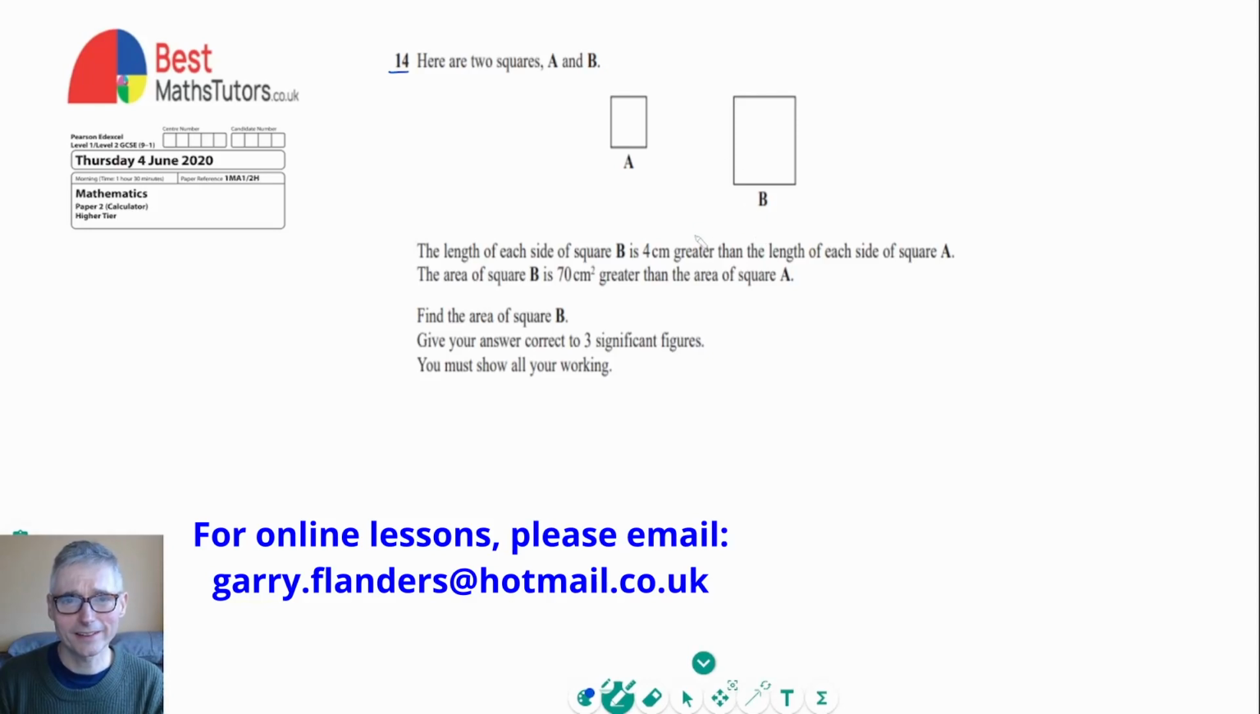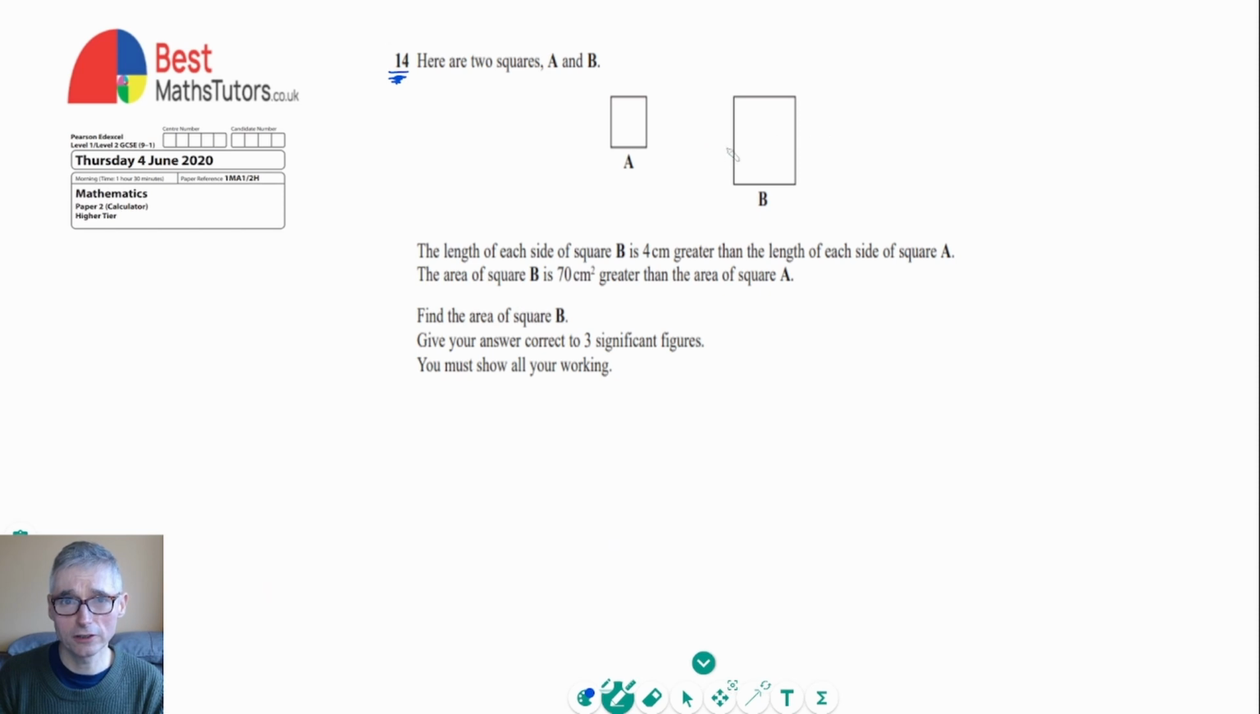We're continuing through Edexcel's higher tier paper 2 from 2020, and this is question 14, and it's involving areas, and also we're going to have to form an equation and solve it. So what we're told is that the length of each side of square B is 4 centimeters greater than the length of each side of square A, and also that the area of square B is 70 centimeters greater than the area of square A. So we've got to find the area of square B ultimately and give our answer to three significant figures.